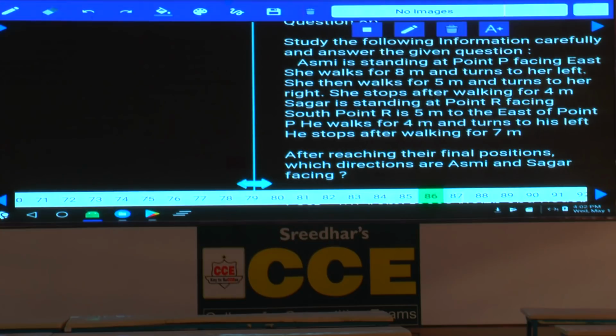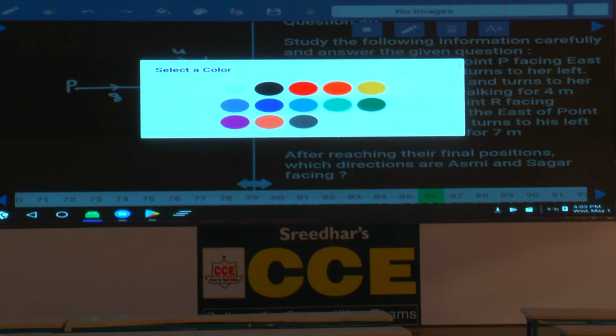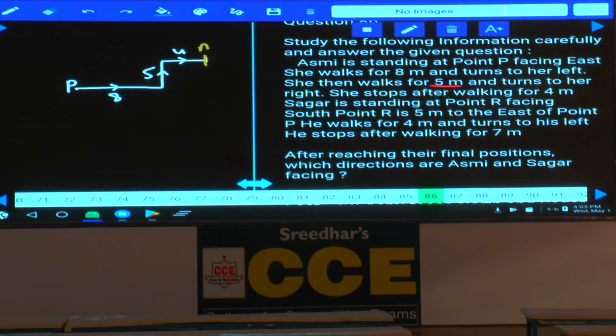Now Asmi is standing at point P. Now this Asmi is standing at which point? Now at point P. And Asmi is pointing and facing east. She walks for 8 meters. First she travels for how many meters? 8 meters towards east, and turns to her left and then walks for 5 meters. Turns towards her left hand side and walks for 5 meters. And turns to her right. She stops after walking for 4 meters. Right hand side, and she stops after walking for how many meters? 4 meters. Now this is the final position of this Asmi, isn't it? Finally Asmi is at this place. Starting at P, now she reached to this place.